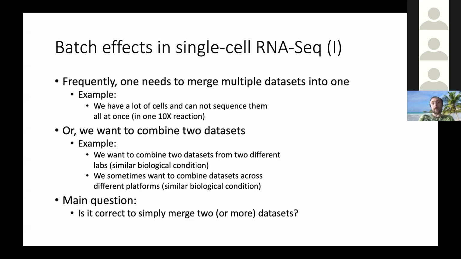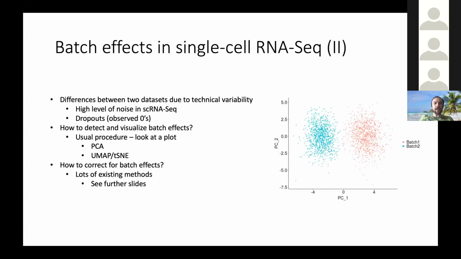So we would like to come up with a method that will be able to merge two data sets into one, so that we have more powerful results in downstream analysis. So the main question here is how to correct two data sets. Can we simply merge them, or do we need to do any kind of processing?